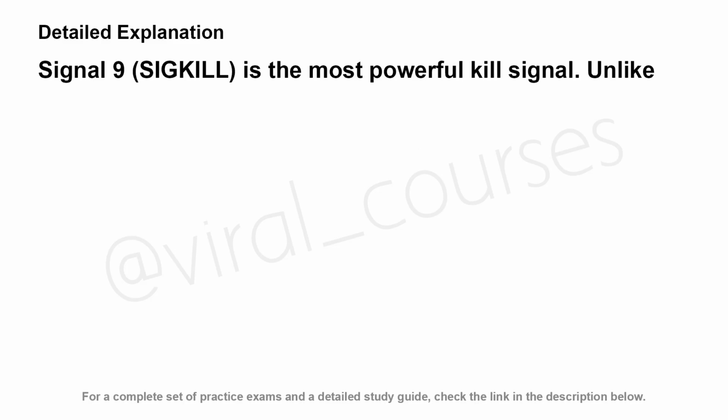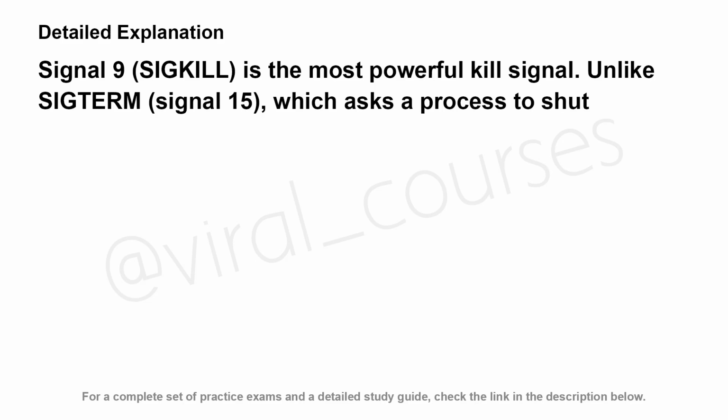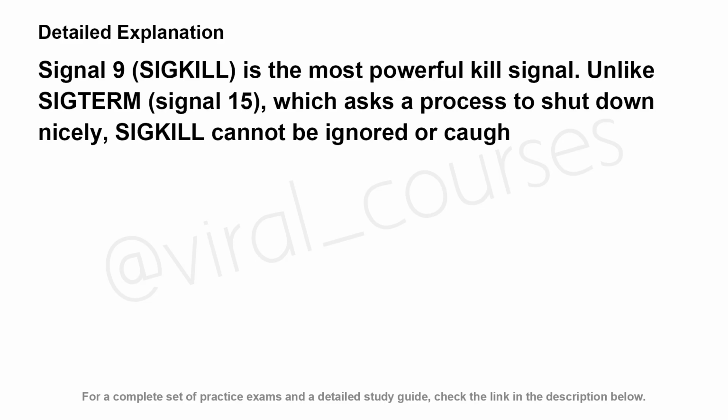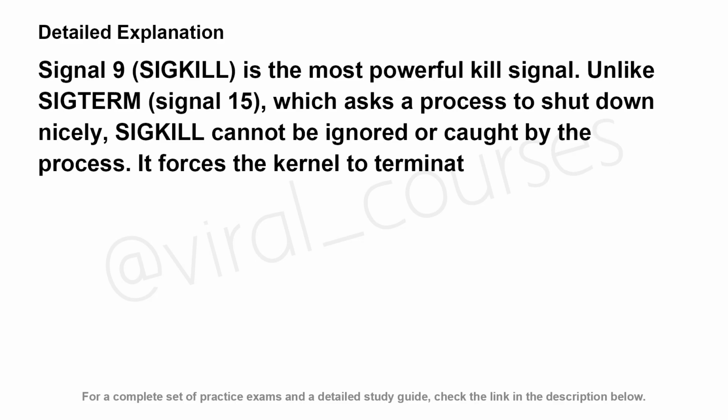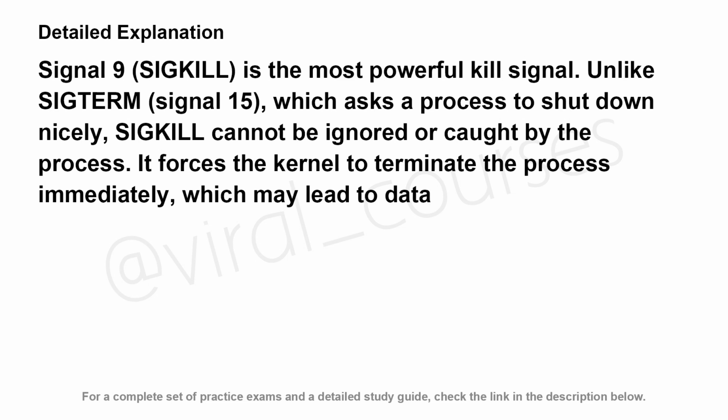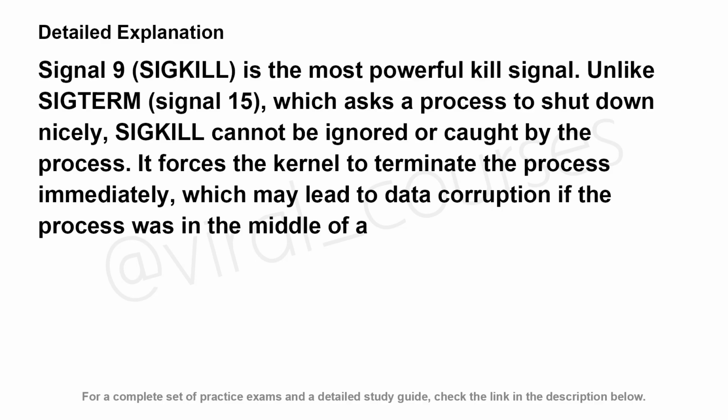Signal 9, SIGKILL, is the most powerful kill signal, unlike SIGTERM, signal 15, which asks a process to shut down nicely. SIGKILL cannot be ignored or caught by the process. It forces the kernel to terminate the process immediately, which may lead to data corruption if the process was in the middle of a write operation.